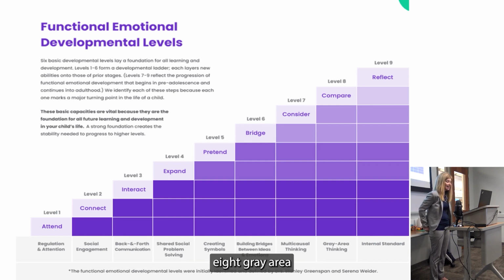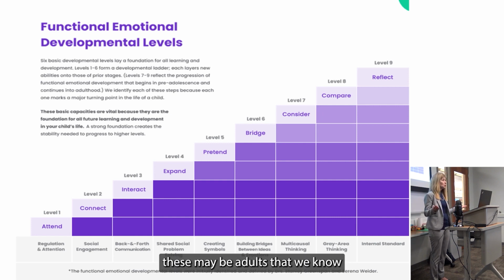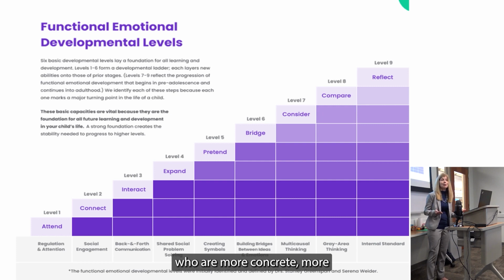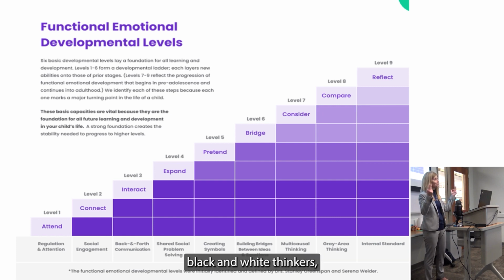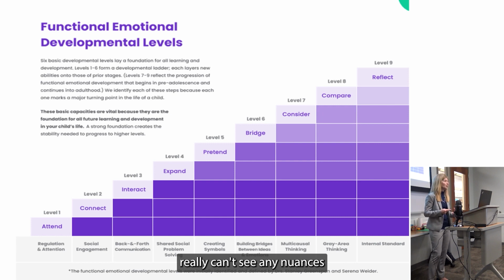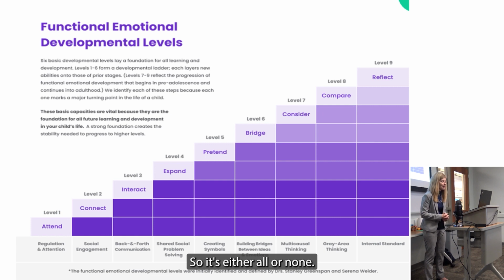The next level 8, gray area thinking, is the ability to compare. And oftentimes we could think of many adults who really struggle with gray area thinking. So these may be adults that we know who are more concrete, more black and white thinkers, really can't see any nuances to a situation. So it's either all or none.